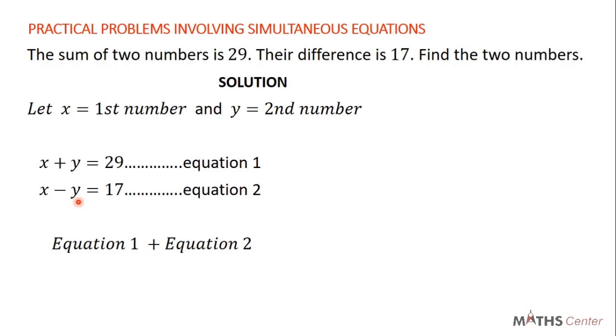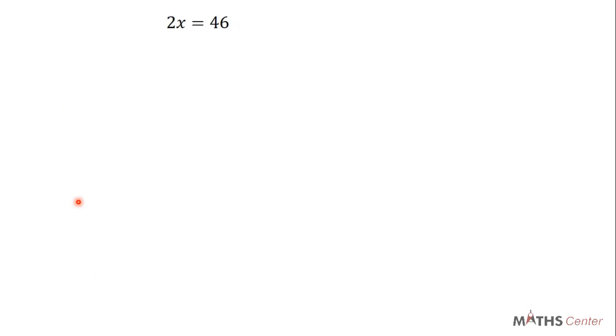So if I add equation 1 to equation 2, I'm going to get x plus y minus y is equal to 29 plus 17. This is going to give me 2x is equal to 46. Now, I'm going to simplify. So 2x is equal to 46. You divide both sides by 2, and x will give you 23. This means that the first number is 23.